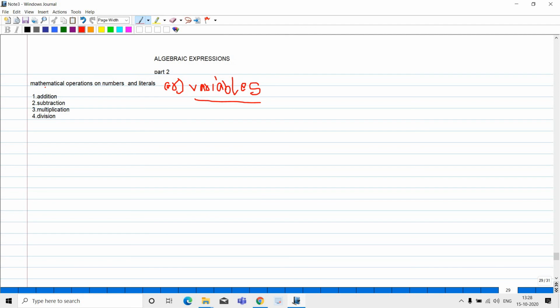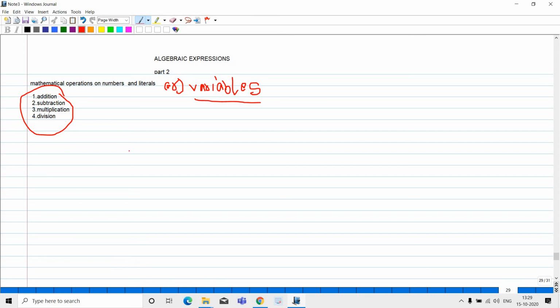These mathematical operations are addition, subtraction, multiplication, division. These four are called mathematical operations. This is the basic knowledge about maths. We know that variables are the alphabets and numbers are 1, 2, 3, anything. To combine the alphabets and numbers, these four mathematical operations are used. To form an algebra, we are combining numbers and variables.